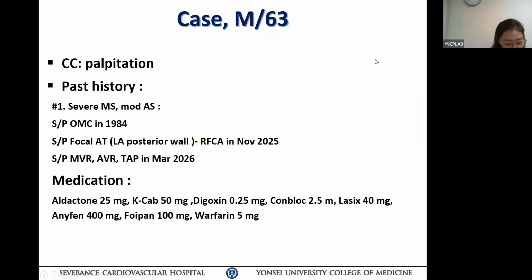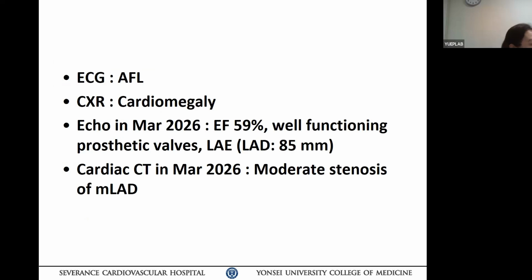The patient is a 63-year-old male, a chief complaint with complication. The patient has a history of open mitral commissurotomy in 1984 for severe mitral stenosis and underwent radiofrequency ablation for focal AT in November 2025. He also underwent double valve replacement and tricuspid annuloplasty, and he is currently on the following medications. The patient's initial rhythm was atrial flutter.